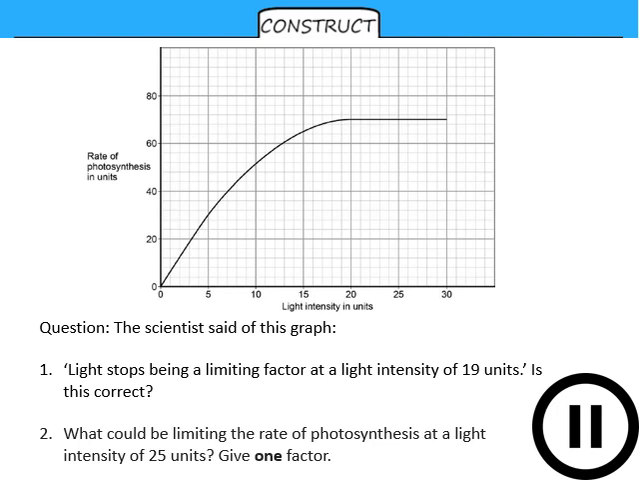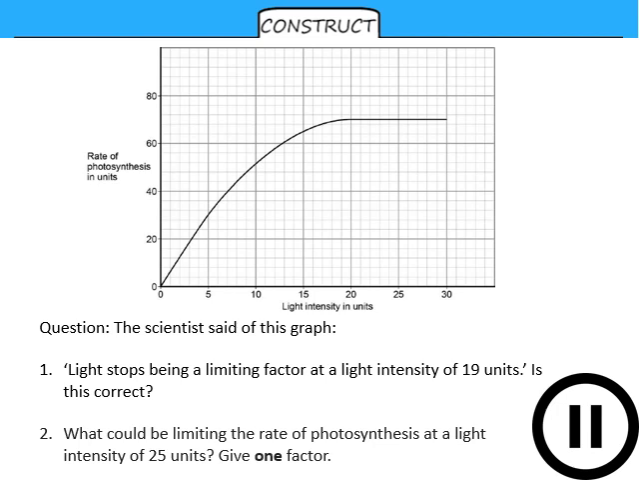So after that, I would like you to attempt this task. You can see here that a scientist has plotted this graph of light intensity in units compared to the rate of photosynthesis in units. Now remember, these units are just arbitrary units. They're given as an example.